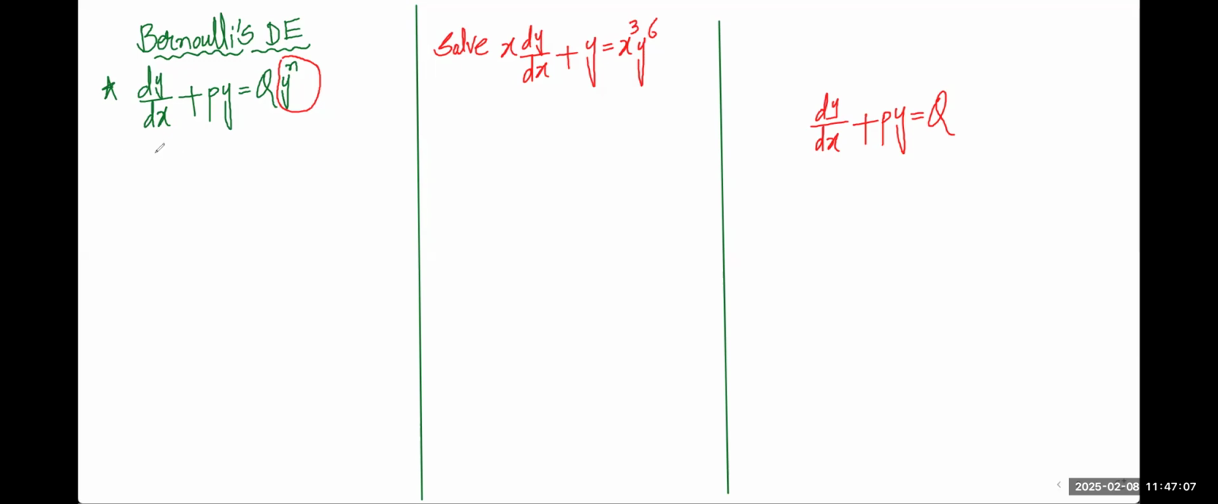This is the working rule I am writing. Dividing with y power n on both sides. We get 1 by y power n dy by dx plus 1 by y power n py is equal to q. Already I showed this yesterday also.